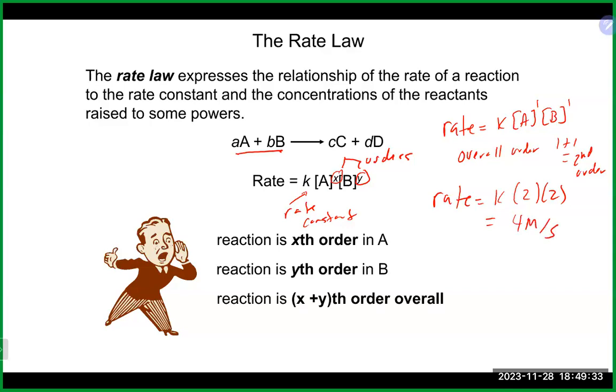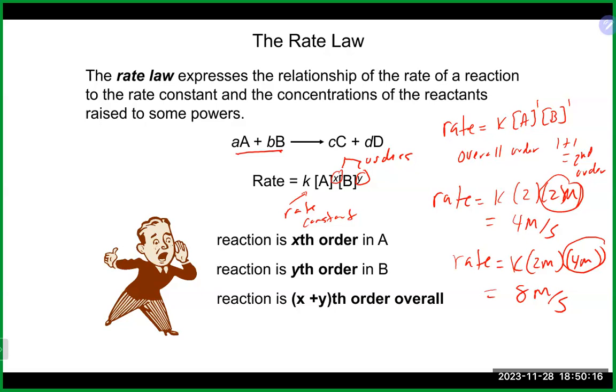Now, let's say I wanted to speed up this particular reaction. It's going too slow for me. If I double the concentration of B and keep A constant, so if I keep A at 2 molar and double the concentration of B, I will now have a rate of something like 8 molar per second. I doubled the concentration of B, and my rate also doubled, right? So I can make this reaction happen twice as fast by just simply doubling the concentration of B in this case.